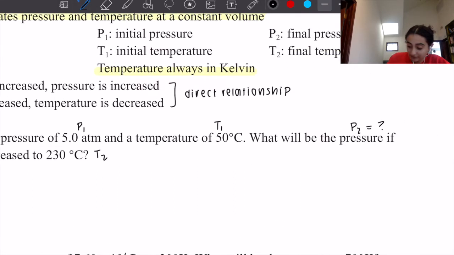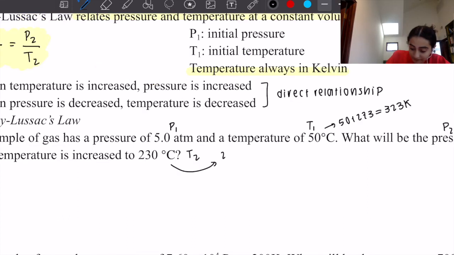So let's first convert our temperatures. If we add 273 to 50, we have 323 Kelvin. If we do 230 plus 273, we get 503 Kelvin. And remember, to get from Celsius to Kelvin, you just add 273.